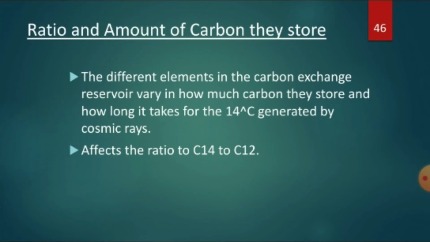Next is about the ratio and amount of carbon they store. We know that different elements contain different amount of carbon. Here we will study how they store carbon and about their carbon ratio, which is generally generated by the cosmic rays. The different elements in the carbon exchange reservoir vary in how much carbon they store and how long it takes for the carbon 14 generated by the cosmic rays. This affects the ratio of carbon 14 to carbon 12 in the different reservoirs.